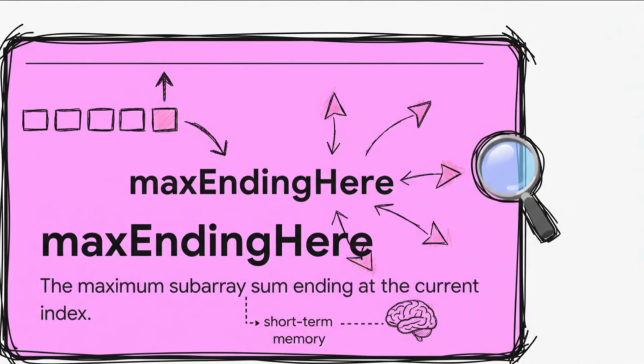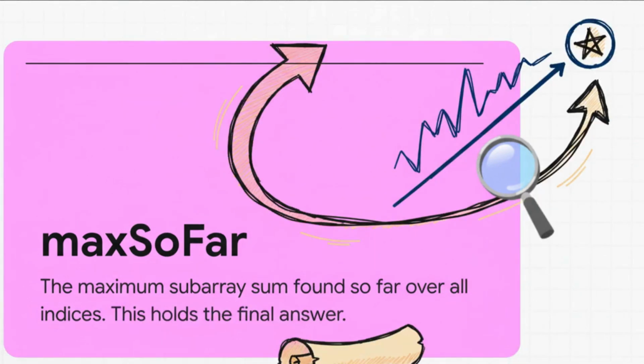So to make that decision, we just need to keep track of two little variables. The first one, let's call it maxEndingHere. Think of this as the algorithm's short-term memory. It's constantly updating, always telling us, what's the absolute best sum I can get for a subarray that ends at this exact spot? And the second variable is maxSoFar.